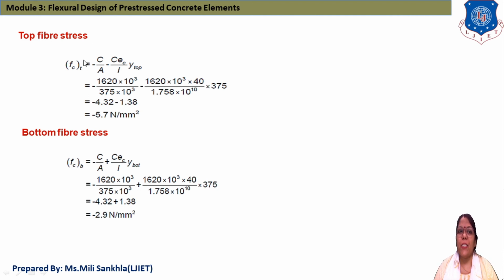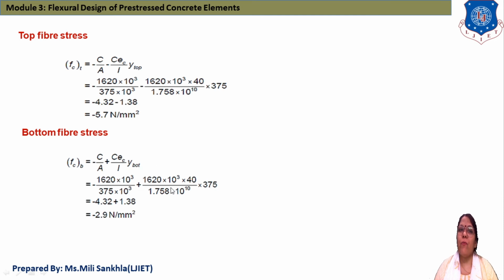Top fiber stresses is equal to minus 5.7 Newton per mm square. Again the sign will be negative for compressive. Now bottom fiber stresses. For bottom fiber stresses, again this one is our compressive, and this is our tensile, C EC by I and Y bottom.